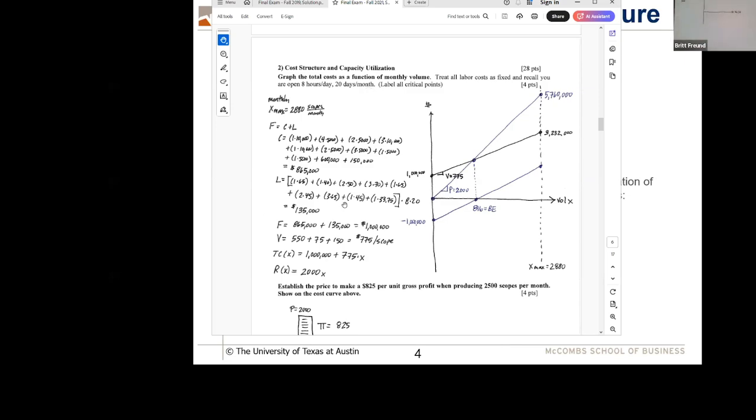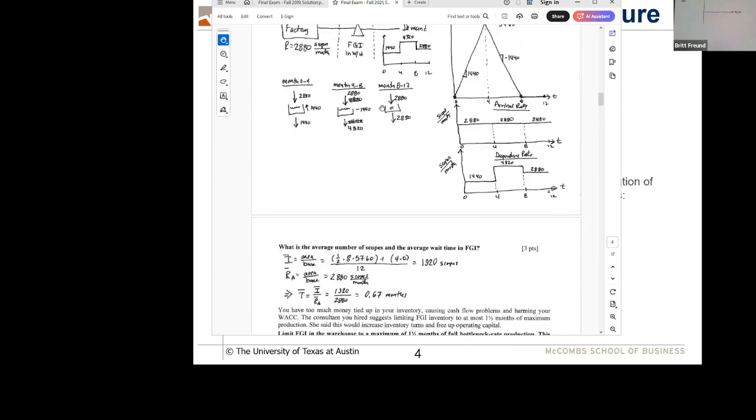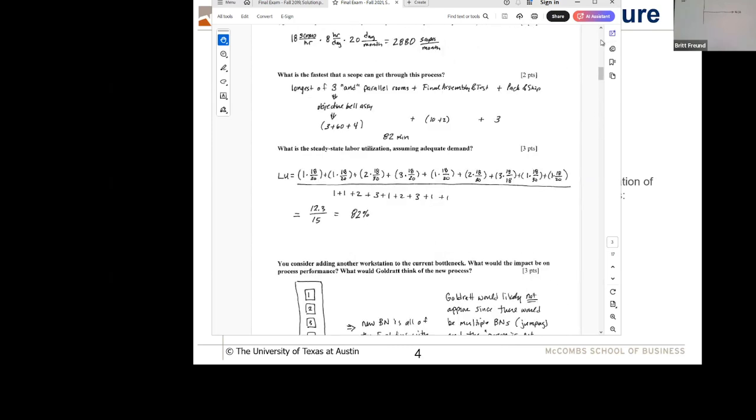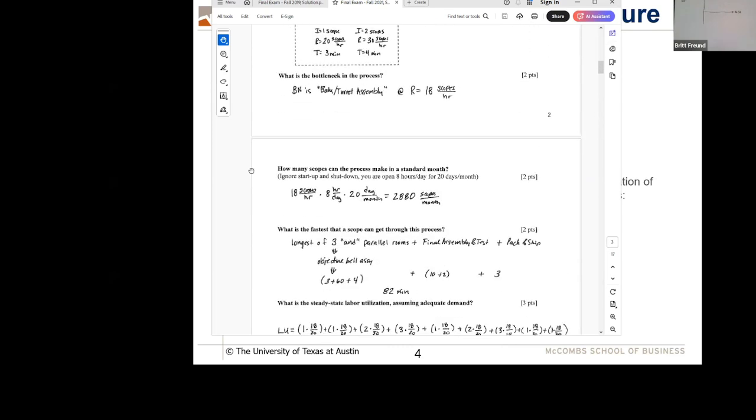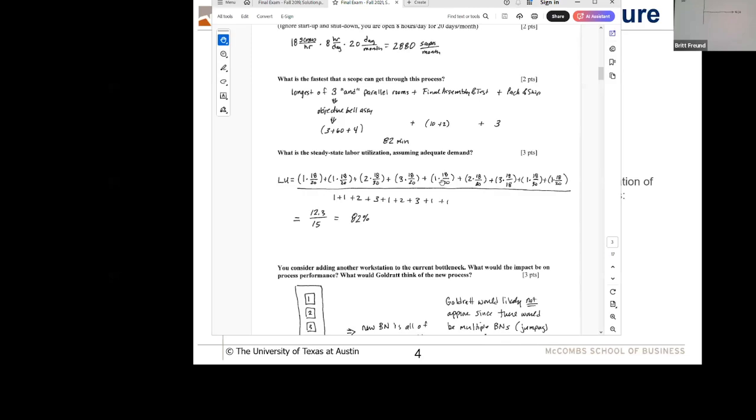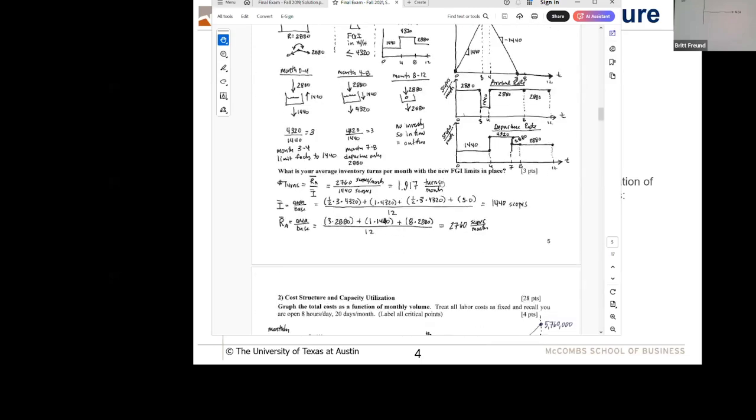And if you look at the solution, I just came up with the X max directly because we already calculated that. If you remember back when we were doing the process analysis, I said, how many is the most you can make in a standard month? Well, 18 scopes an hour, 8 hours a day, 20 days a month, we can make 2,880. So that's where that 2,880 comes from.